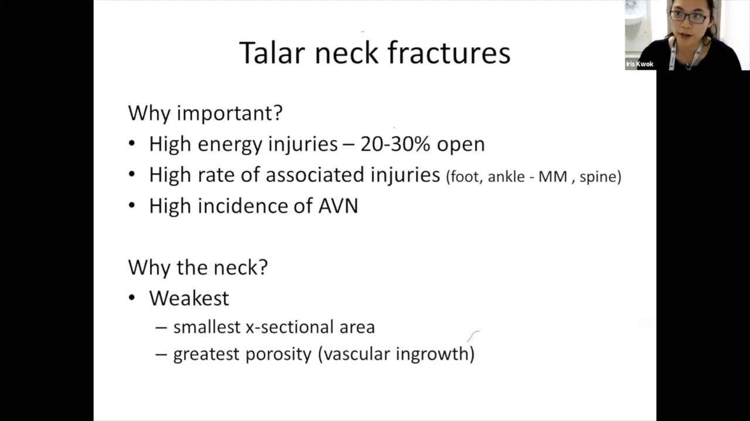And why does it tend to break at the neck? We think it's probably because it's the weakest area of bone. It's got the smallest cross-sectional area of bone. And also the bone there is quite porous because of all the vascular ingrowth of the blood vessels.